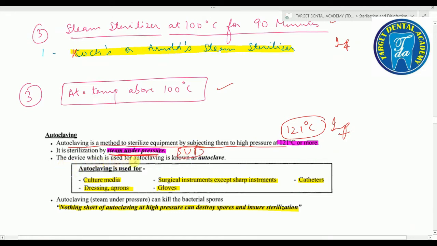The device which is used for autoclaving is known as autoclave. Autoclaving is used for the culture media, the dressing and the aprons, the surgical instruments except the sharp instruments, gloves and the catheters. Autoclaving steam under pressure can kill the bacterial spore. Important. Nothing short of autoclaving at high pressure can destroy the spores and ensure the sterilization.